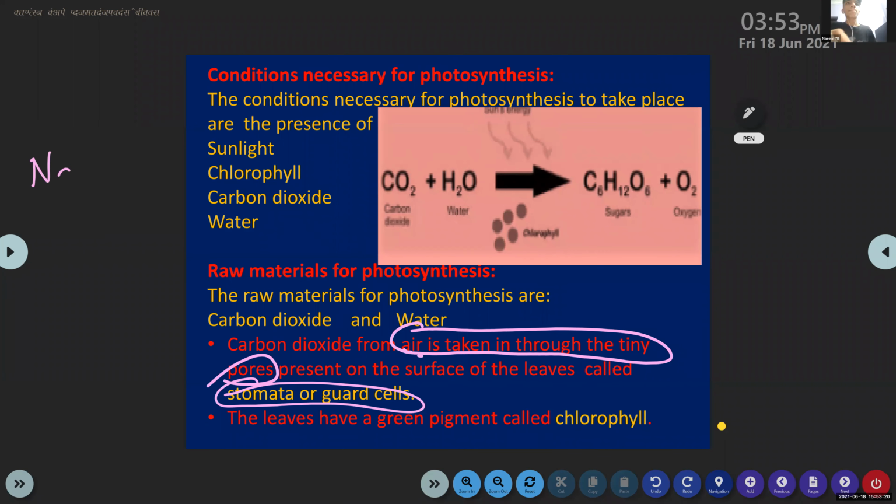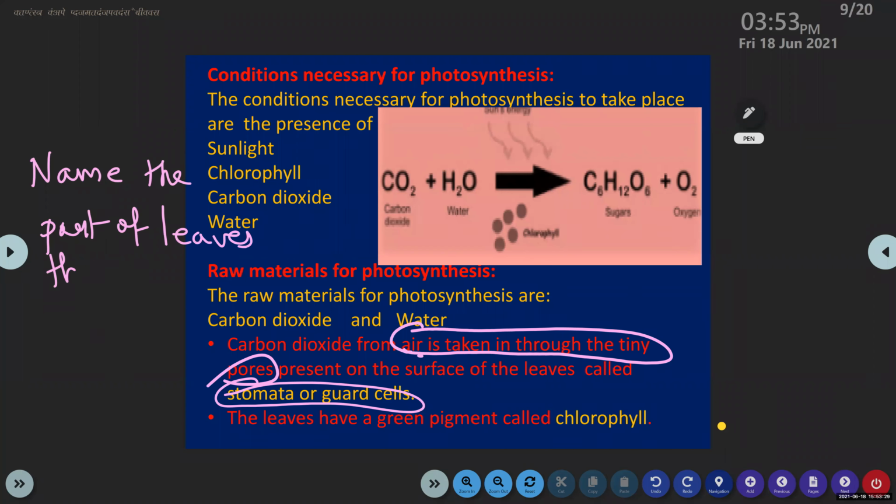Name the part of leaves through which carbon dioxide enters. The leaf is green in color, but it has holes that cannot be seen. When you look at it, it is fully green, but if you look through a microscope, you can see the tiny pores.